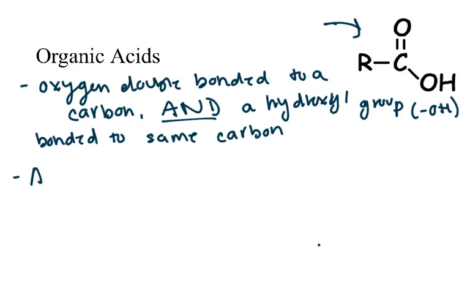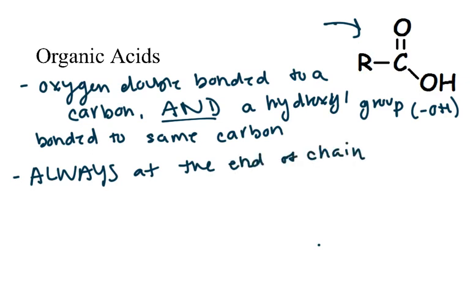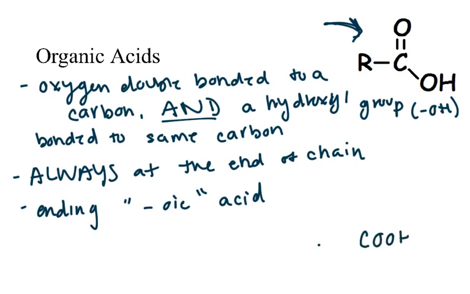Okay, it is always, always, always at the end of the chain. Okay, and we change our ending to -oic acid. This is how we determine that it's an acid. So there's also two ways we can show this. So we have our structure over here. So this is our structure, but we can also write it out as COOH. Okay, so that's what your ending pretty much looks like.